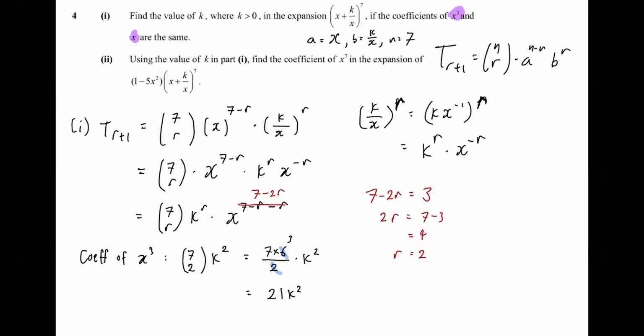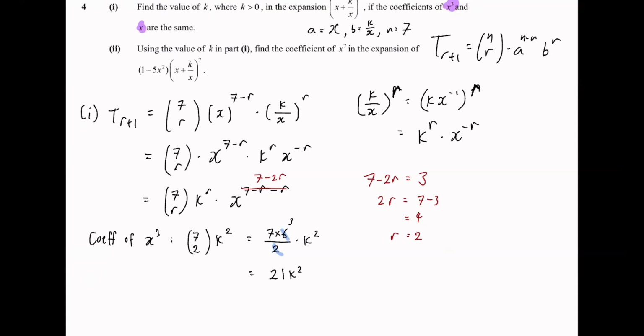Now we do the same thing with the X. So here, draw a line. X means X power 1. So we equate 7 minus 2R to 1. Then we solve for R. So 2R equals 7 minus 1, which is 6. R equals 3. Good. Then we now can find the coefficient of X power 1.